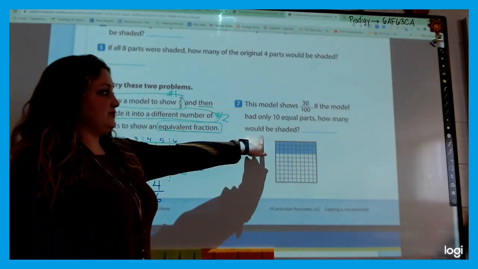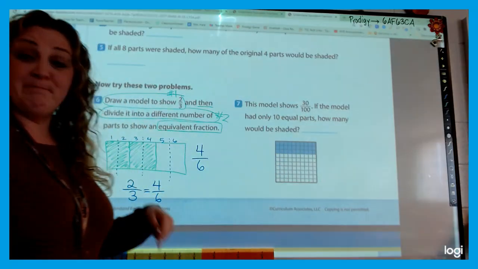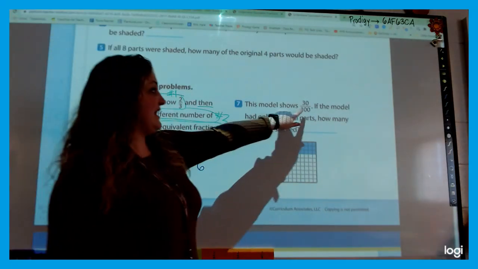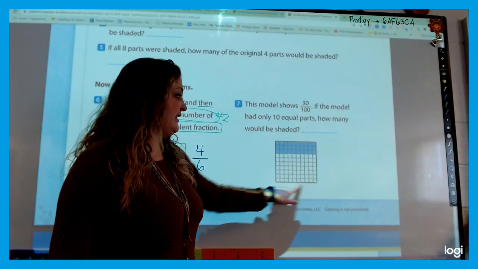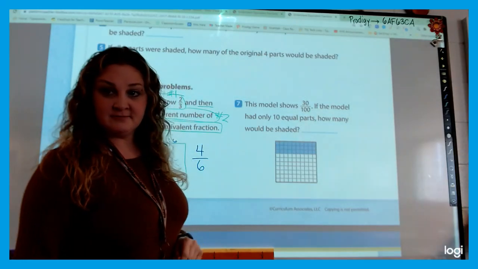All right, let's look at number 7. This model shows 30 100ths, okay? So that's a big fraction. It means the same thing. Our denominator is 100, so we have 100 even spaces, and the numerator tells us that 30 are shaded in.